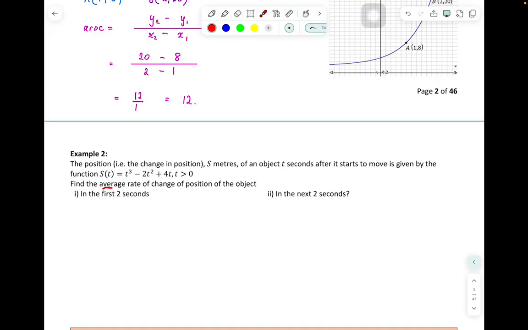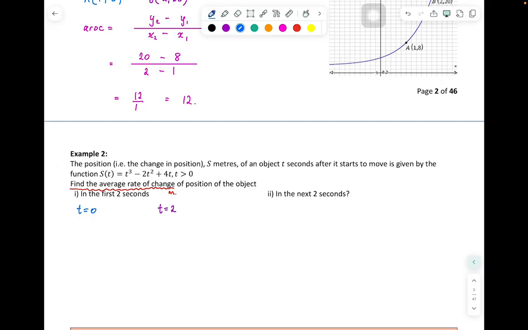So here it says find the average rate of change of the position of the object in the first 2 seconds. Then we want to find it in the next 2 seconds. So it's important for us to define what the timestamps are for our first 2 seconds. So essentially when t is equal to 0 until t is equal to 2. This is what defines the idea of the first 2 seconds. And again, we are finding the average rate of change. Essentially we are calculating the gradient, m.